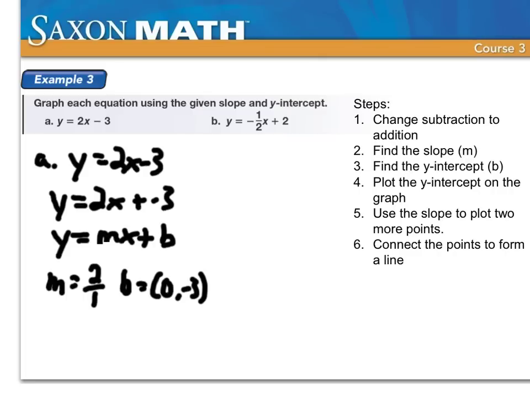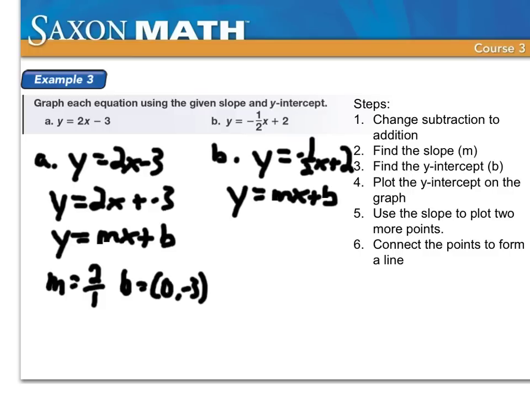Alright? Then we're going to do these other steps when we get to the next slide because we're going to use these to graph. Okay? So for B, we're going to do the same stuff. I'm going to write down the original equation. Change subtraction to addition. We don't need to because it's already addition. So now I'm going to write down my slope-intercept form, and I'm going to tell what my slope is.